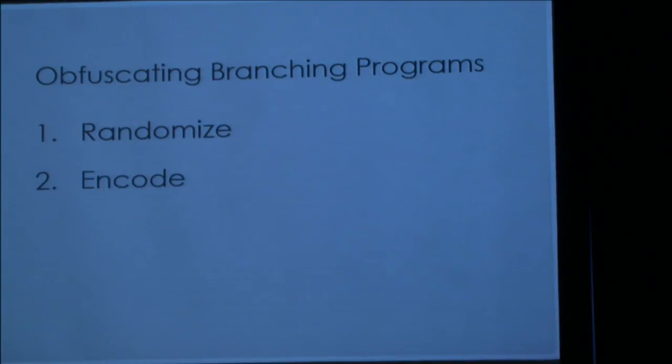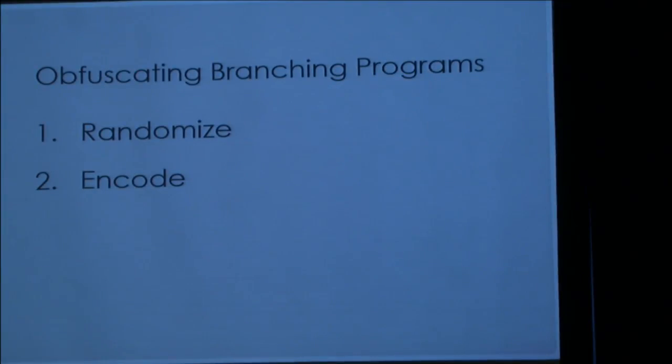OK, so now we want to obfuscate this branching program. And the high-level idea is that we want to kind of hide the matrices of this program as much as possible, but without destroying the functionality of the program. So we're going to do this in 2 easy steps. The first is to randomize these matrices, and then we'll encode these matrices entry by entry using a multilinear map.